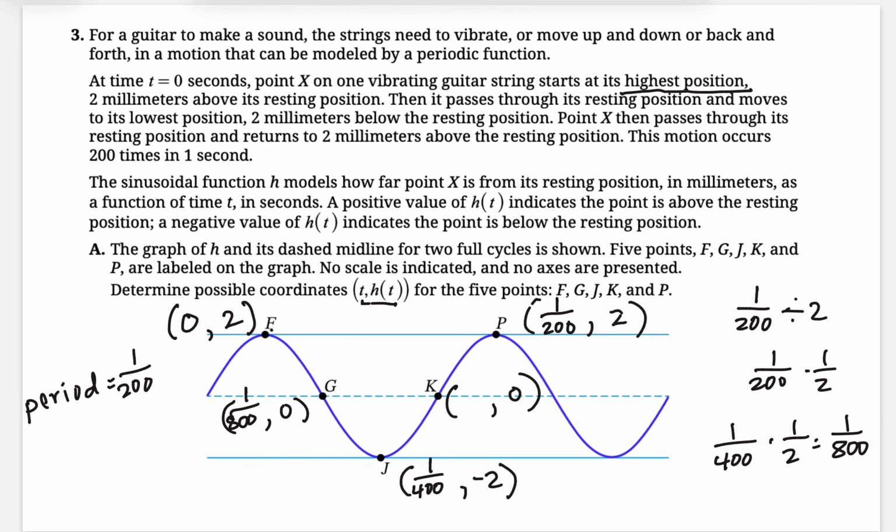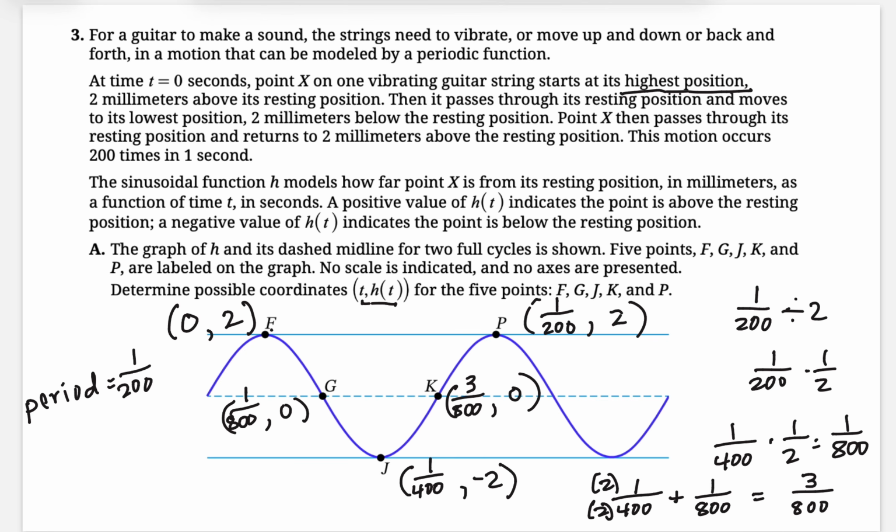Now K is a little trickier because we're not just taking half. We know that we have to take 1/400th plus 1/800th. To add those, I need a common denominator, so I multiply the first one by 2. So it's going to be 2 plus 1, and we get 3/800ths.